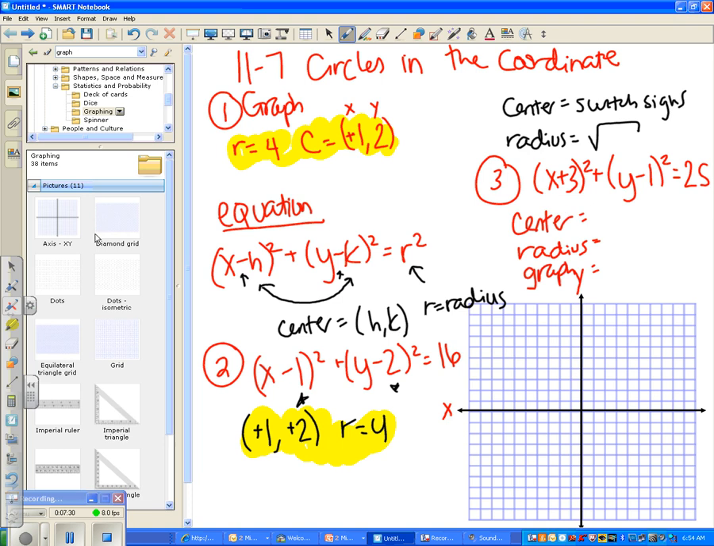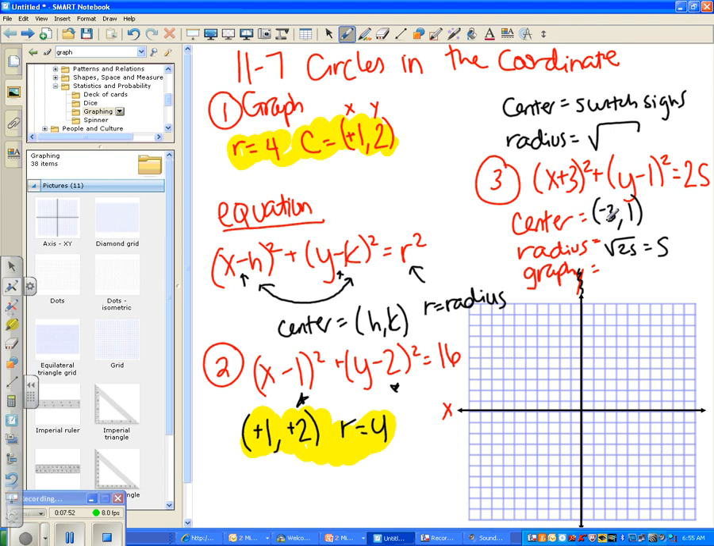All right, for the center, remember, you have to switch the signs. So since 3 is with x, instead of a positive 3, it's going to be a negative 3. Since negative 1 is with y, instead of a negative 1, it's a positive 1. For the radius, all you have to do is square root it. So the square root of 25 equals 5. And now we're going to graph it.